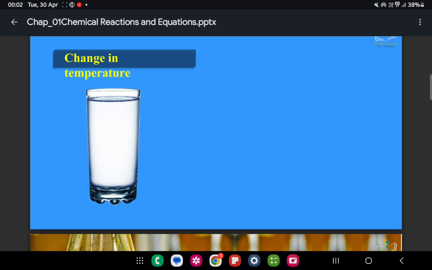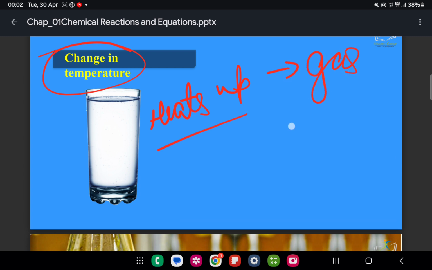Next, coming to the next point, changes in temperature. Here the water will be there. If it heats up, it will convert to gas or evaporate.